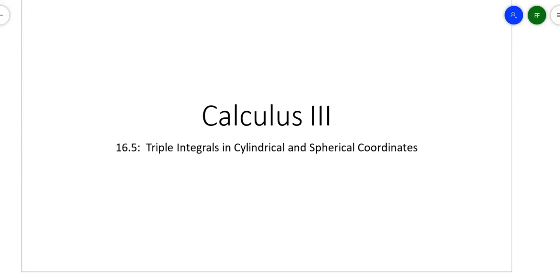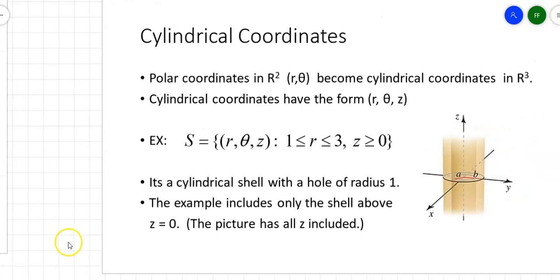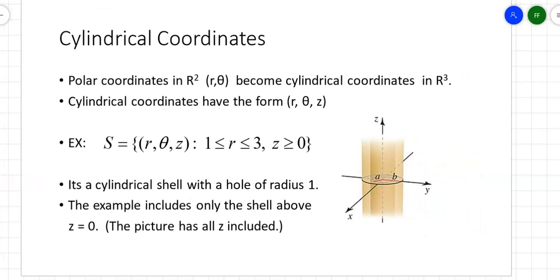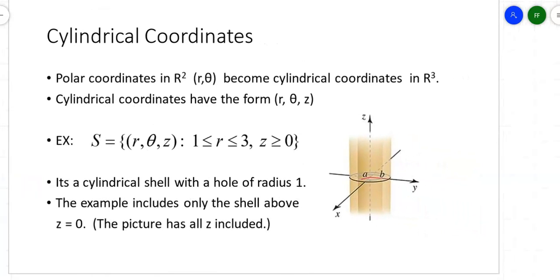Sometimes it's just easier to write these things in cylindrical and spherical coordinates, and sometimes it's the only way to write these things. So the objects that you're working with are going to be a little bit different than your normal ellipsoid and paraboloid. So in cylindrical coordinates, we add a third dimension to polar coordinates. So instead of having just an r and a theta, you've got an r, a theta, and a z, which gives you your height. If you look at this picture that's up here, there's actually more of this picture than we need for my description.